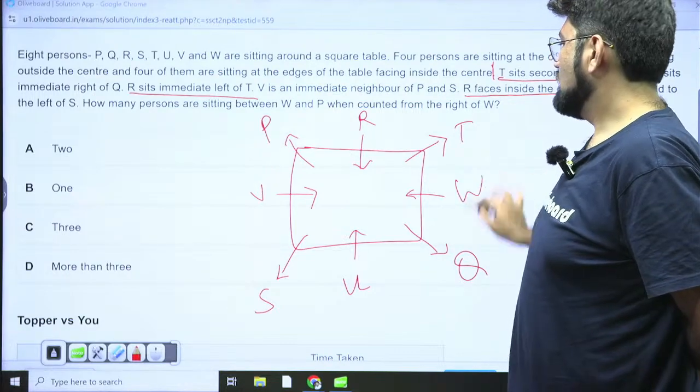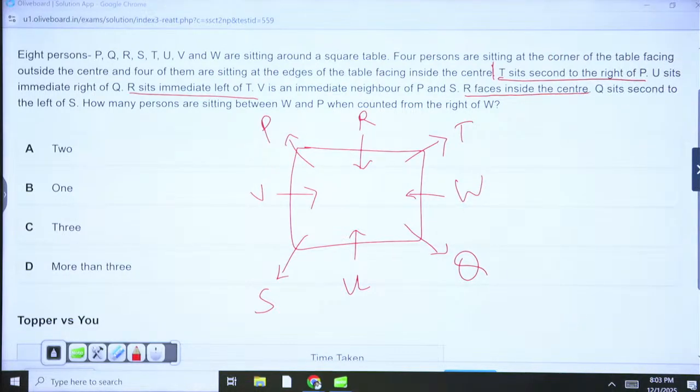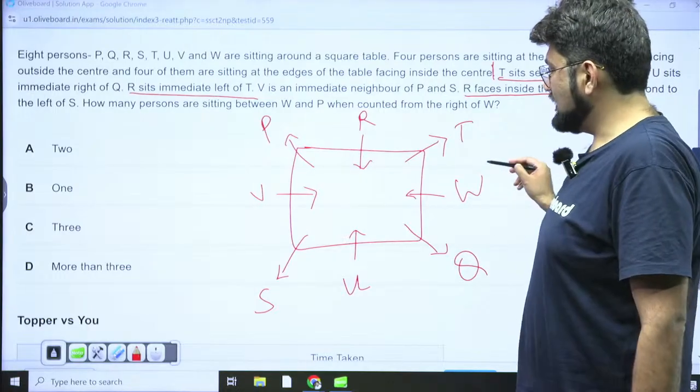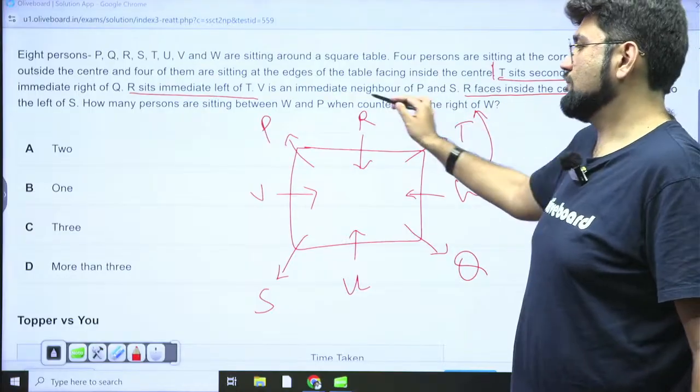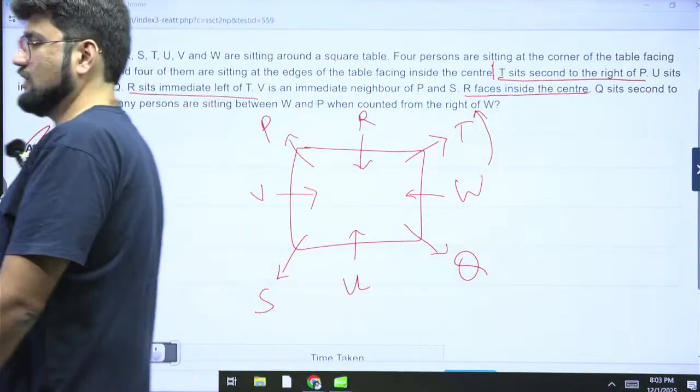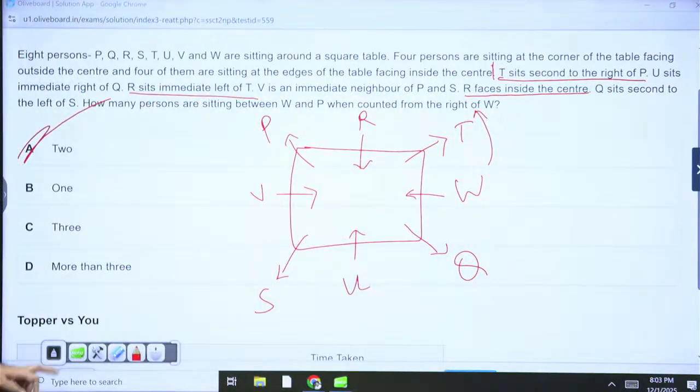W. Now the question is asking me how many persons are sitting between W and P when counted from the right of W. W is facing inside, so his right is from here. How many people between W and P from the right of W? There are 2 people. So 2 is the correct answer. Interesting? So you will mark 2.